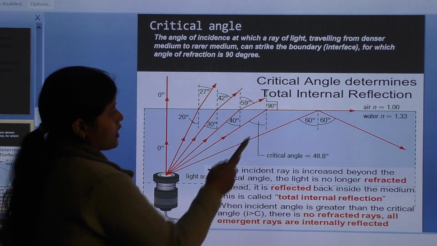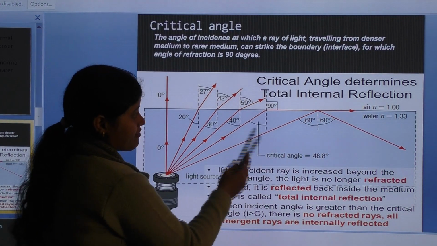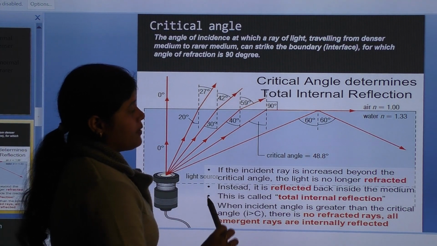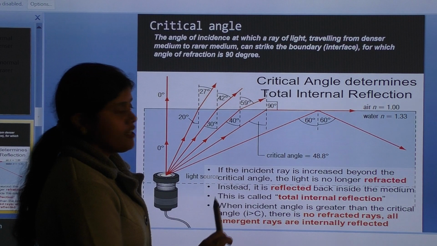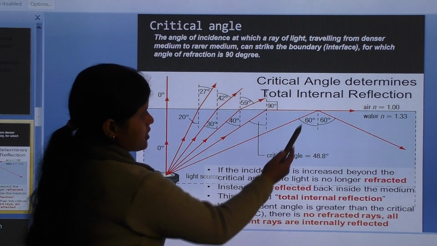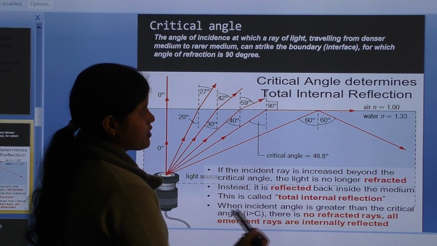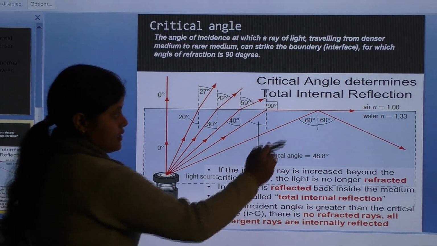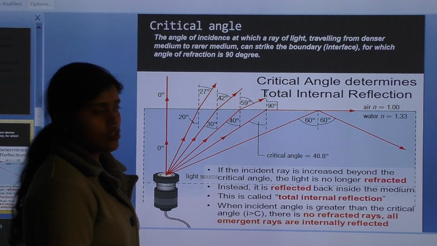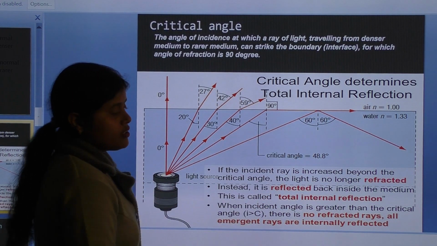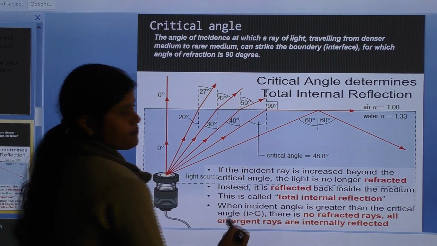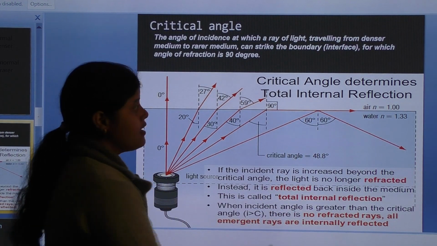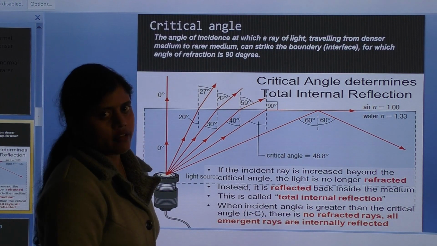This is called the critical angle, because after that, if we further increase the incident angle, the light will be reflected. It will not be refracted at all. So you see, 60 degrees is greater than 48.8 degrees. That's why here the light is completely reflected back into the medium. And this is how total internal reflection occurs. So the critical angle plays a very important role. This is the boundary. If any angle is greater than the critical angle, then total internal reflection will occur.